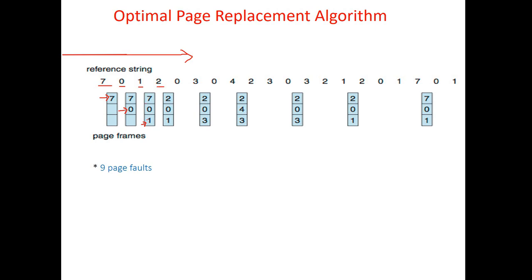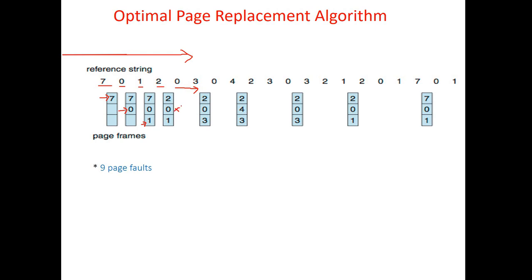The next required page is 2. But 2 is not available in the physical memory. Page fault occurs and there is no free frame for accommodating this page number 2. So we have to select a victim page for accommodating the page number 2. According to the optimal page replacement algorithm, we refer to the pages which are required in the future. So 0 is required in the near future. So 0 is not the victim page.